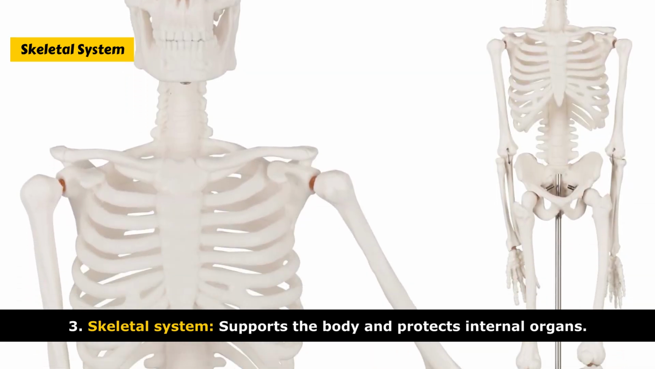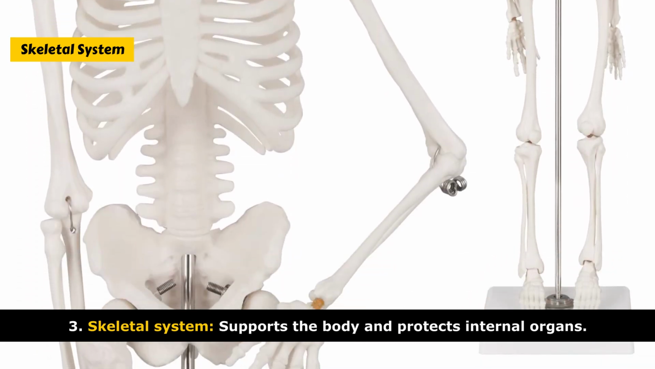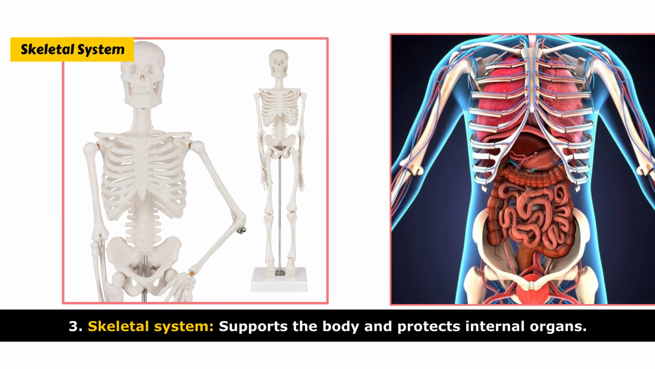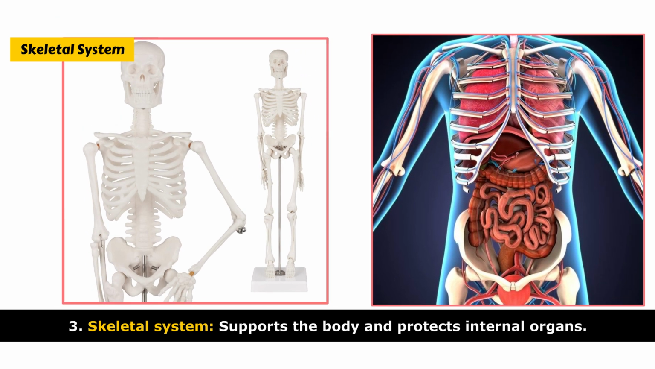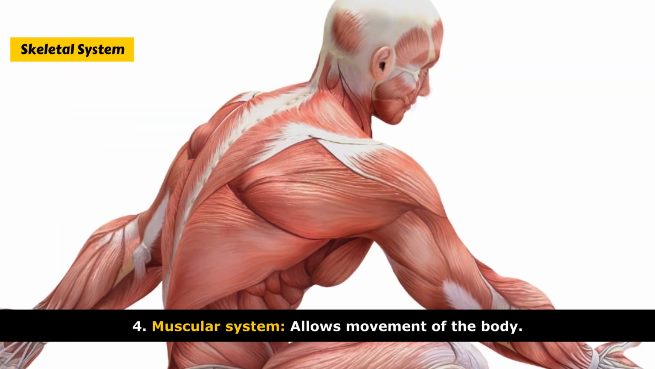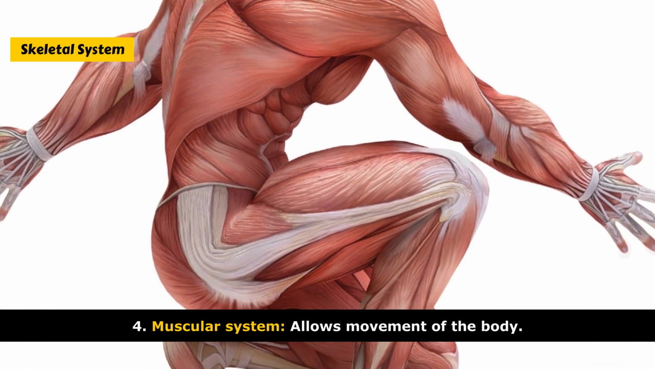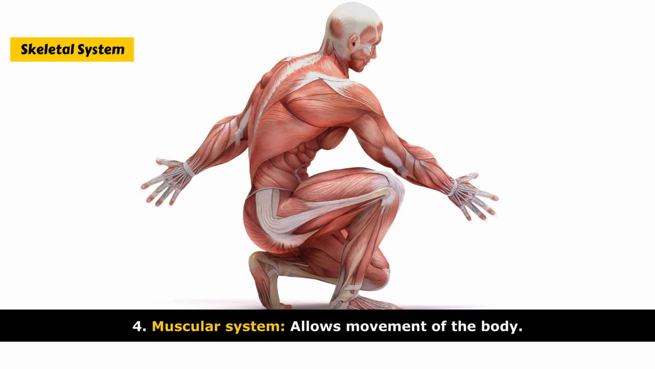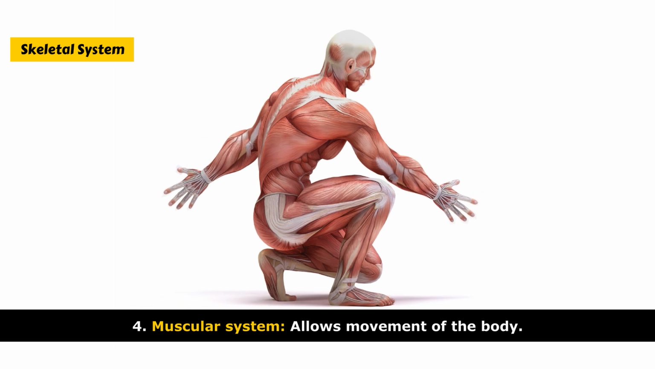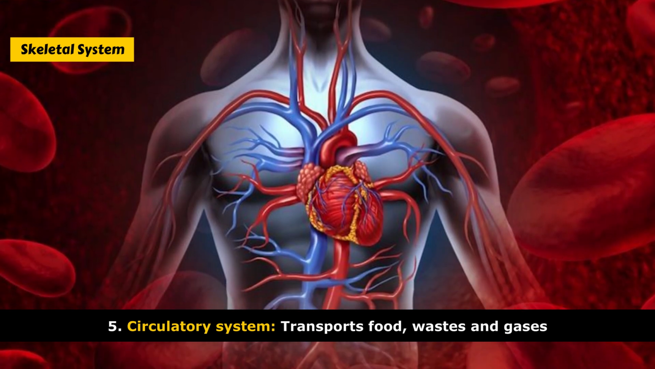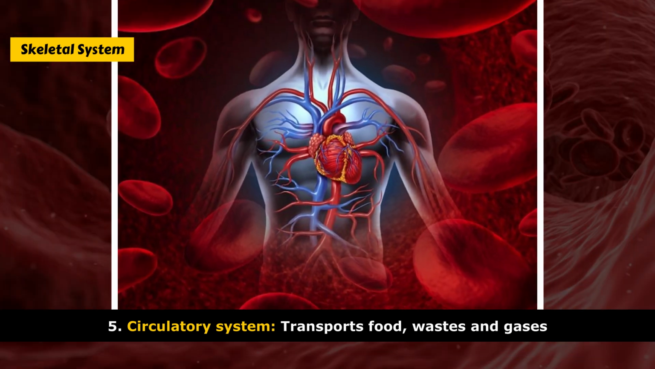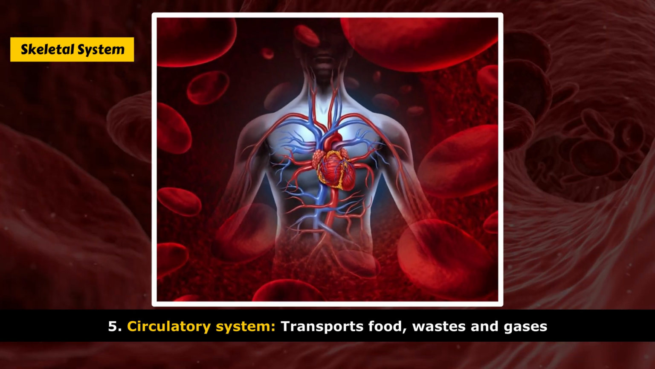3. Skeletal system. Supports the body and protects internal organs. 4. Muscular system. Allows movement of the body. 5. Circulatory system. Transports food, wastes and gases.